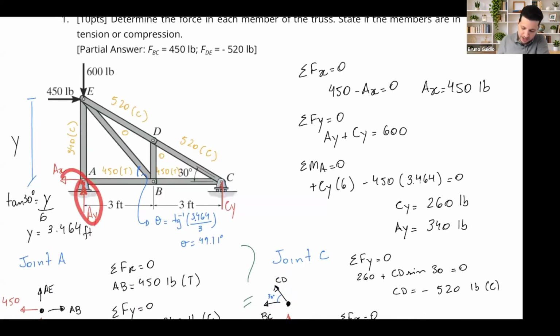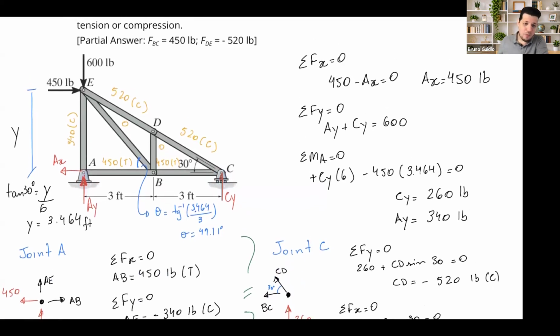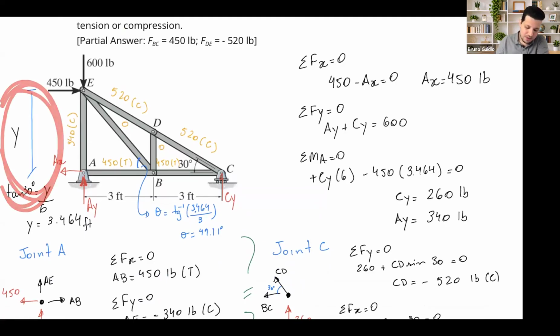And make sure you find the reactions correct. It's right here. I already posted the solution, so please make sure. For this one, I didn't give you y. In order to calculate this angle, you're going to need it later on. By using this 30 degrees and this 6, you find this y, so you can find this angle right here.